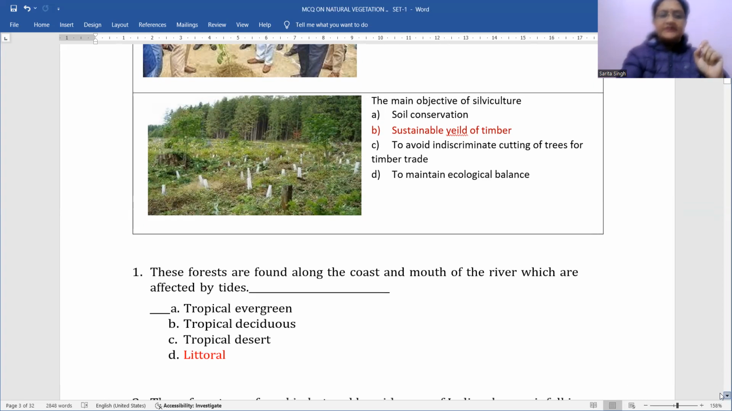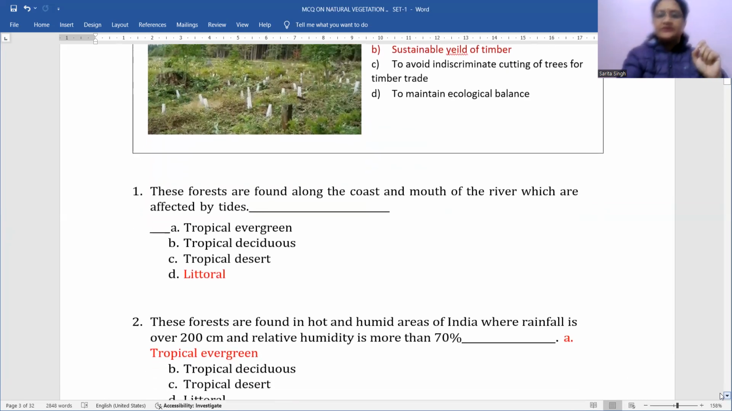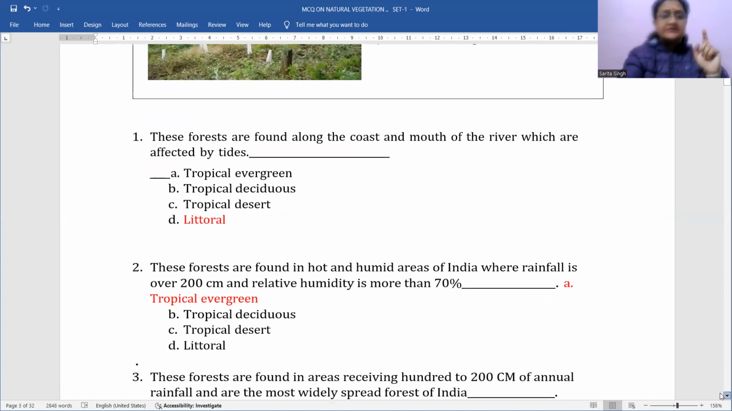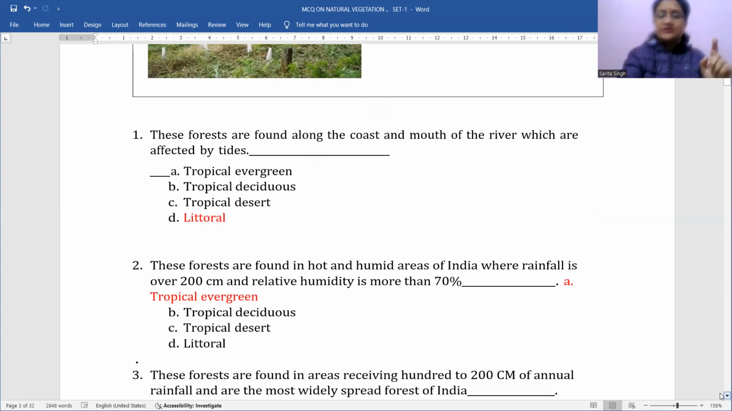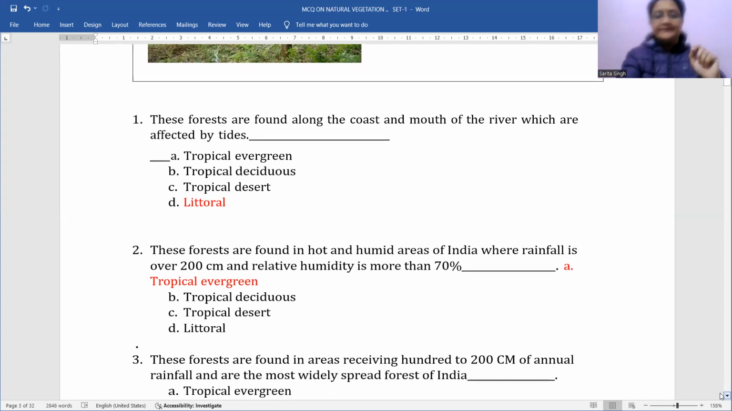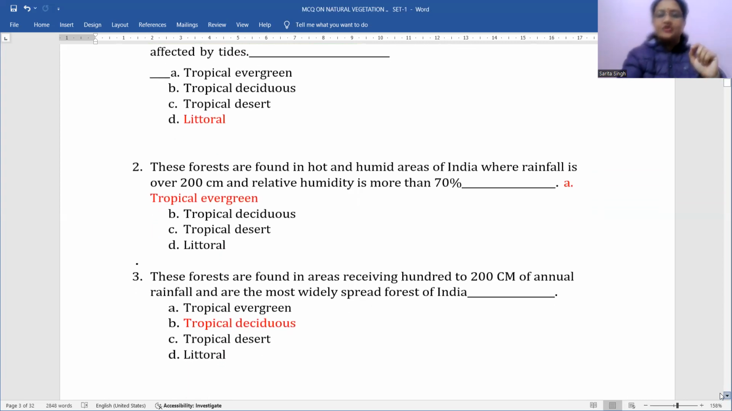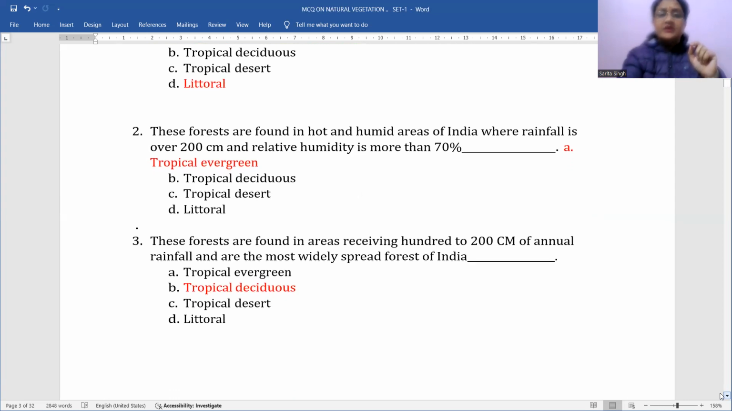Okay, now these forests are found along the coast and mouth of the river which are affected by tides. Is it tropical evergreen, deciduous, desert, or littoral? It is littoral. Okay, next is these forests are found in hot and humid areas of India where rainfall is over 200 centimeters. Over 200 centimeters means more than 200. Okay, and relative humidity is more than 70%. Now, the first option is tropical evergreen, number 2 tropical deciduous, number 3 is tropical desert, and number 4 is littoral. So the answer is going to be tropical evergreen.